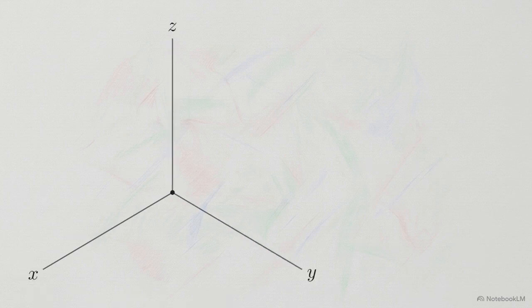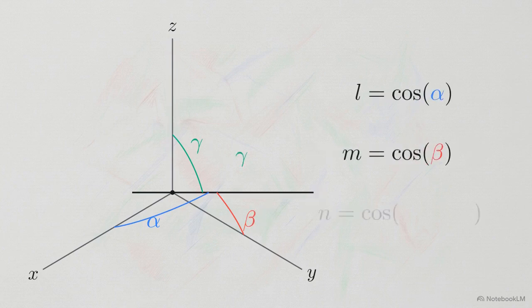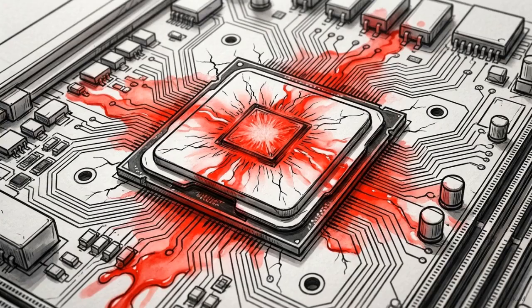This 3D Cartesian system shows a single line passing perfectly through the origin. We define its orientation by the distinct angles it makes with the x, y, and z axes, alpha, beta, and gamma. Taking their cosines gives us the direction cosines, L, M, and N. But there is a bottleneck here. Constantly calculating floating point cosine values takes heavy processing power, and it introduces tiny imprecisions during rapid intersection checks.